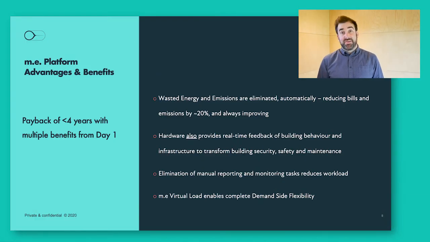So let's go back and look at what the main advantages and benefits of the ME platform are. Well, you've seen that obviously we identify and eliminate wasted energy, wasted greenhouse gas emissions. So that's our main value: 20% reduction and a payback within 4 years. As you can see, the value starts at day one, and because we use our machine learning system from buildings all across the UK, all across the world, that value is actually going to increase over time. So it's a system that keeps on giving.